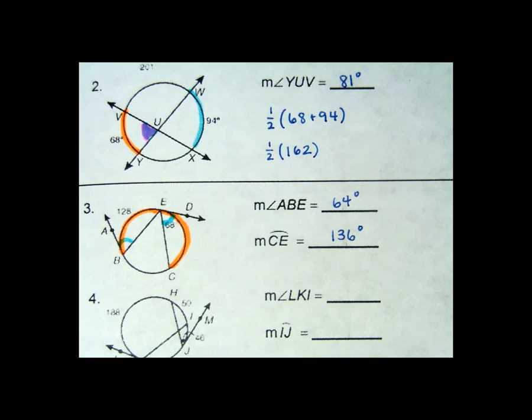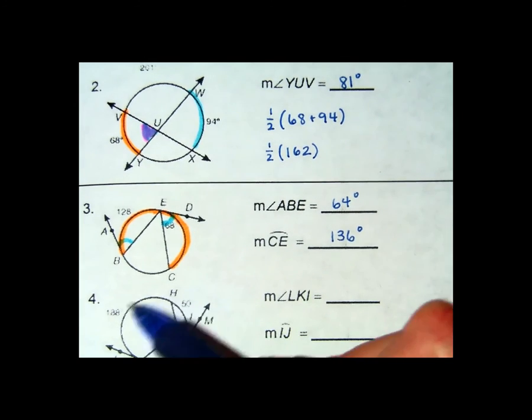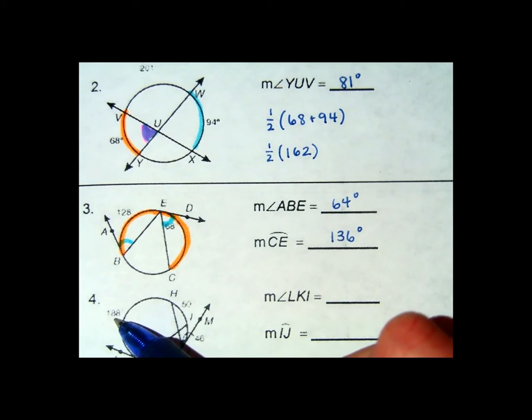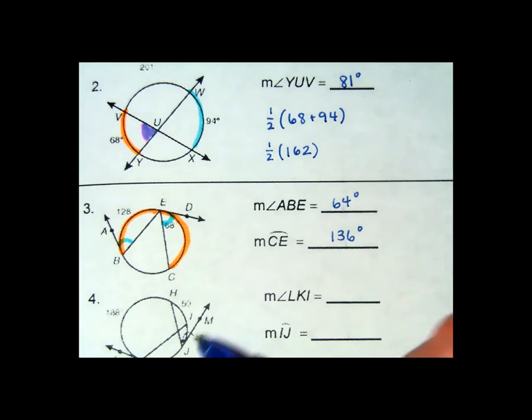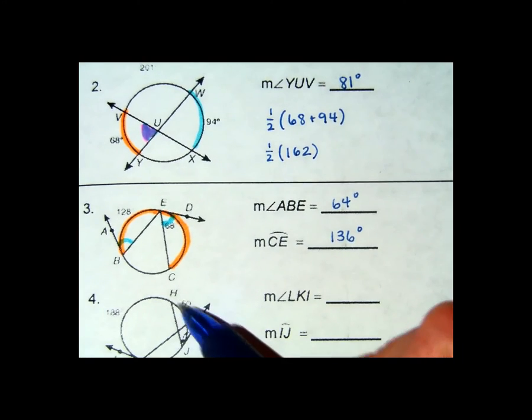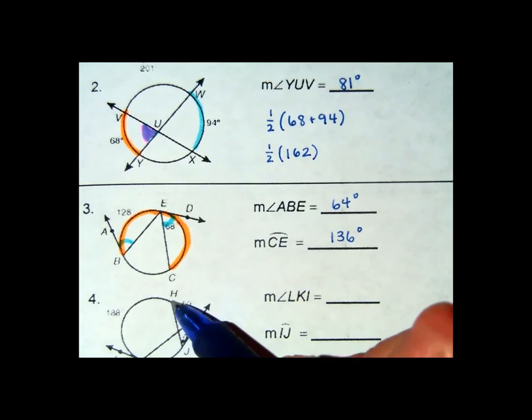Alright, I want you guys to try number 4. In case you cannot see, the arc H to K is 188 degrees. The angle HJM is 46 degrees. And HI, just this part right here, is 50.